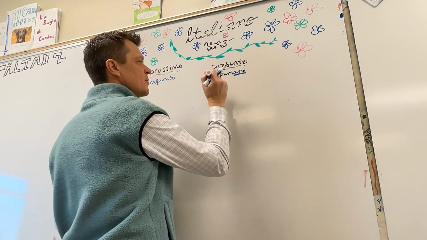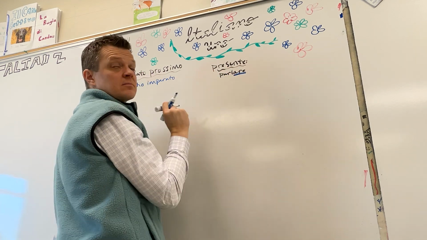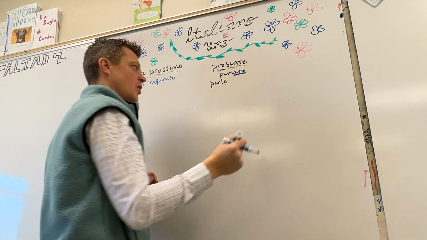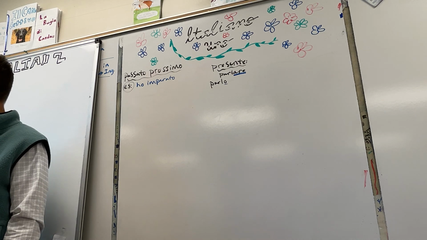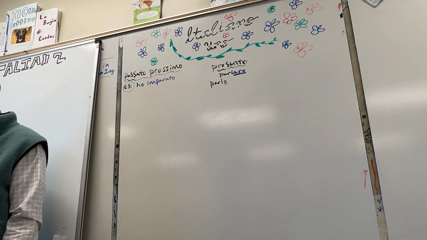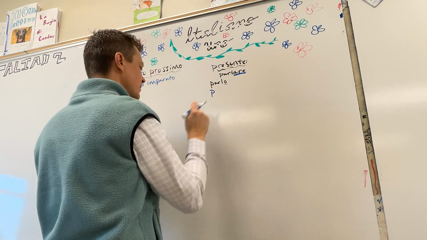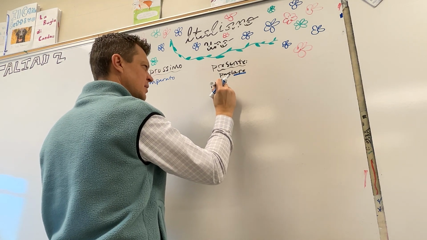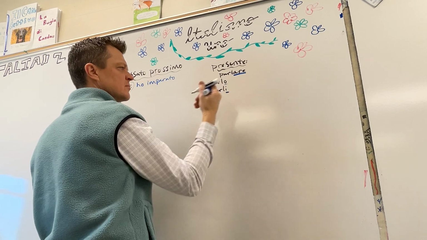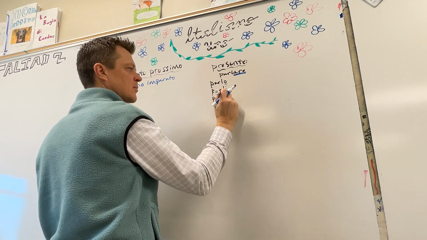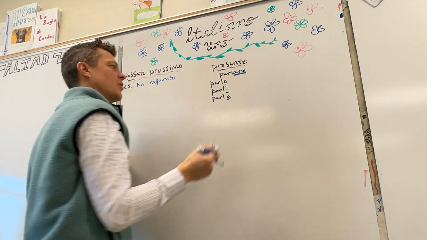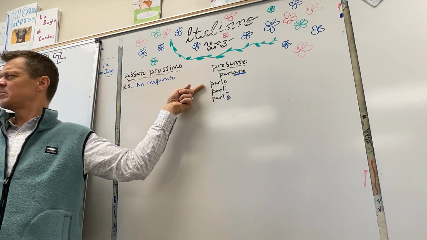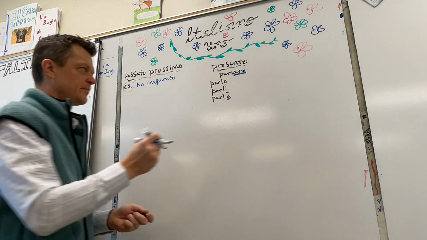Come si dice, I speak? Parlo. Underlining the O. Okay, parlo. Come si dice you speak? Parli. Come si dice she speaks? Parla. Okay. Come si dice he speaks? Parla. Also parla. Che significa parlo? I speak. Okay. Draw a little line right here.